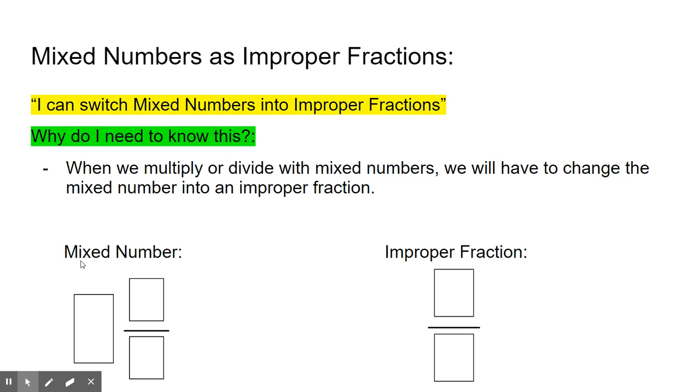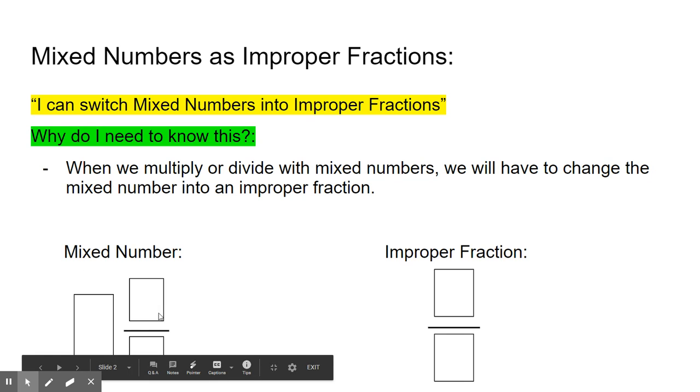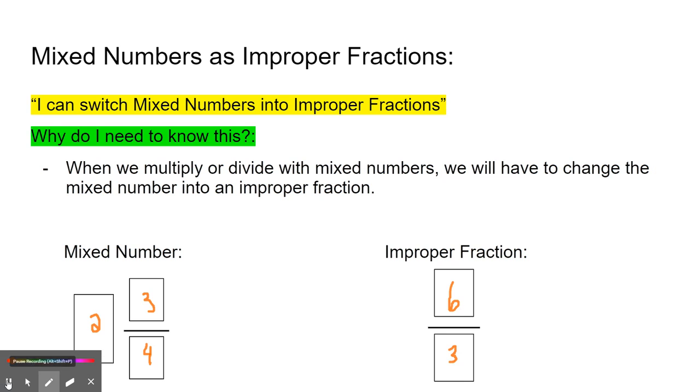A little bit of a review. We know a mixed number consists of a whole number and a fraction, and an improper fraction is a fraction where the numerator is bigger than the denominator. Here's an example of a mixed number, 2 and 3/4. 2 is our whole number, 3/4 is our fraction. And here's an example of an improper fraction, 6/3. 6 is our numerator, and that's bigger than our denominator, which is 3.